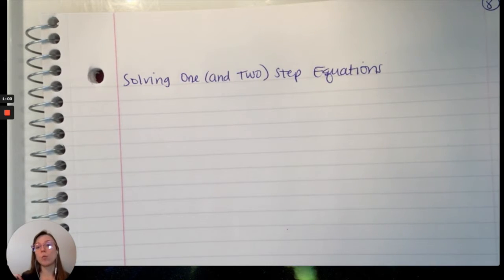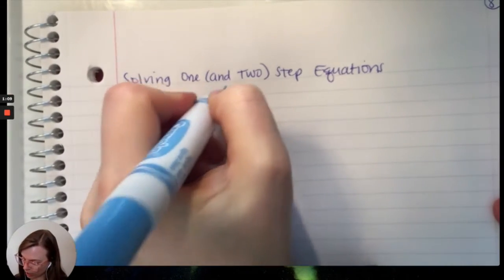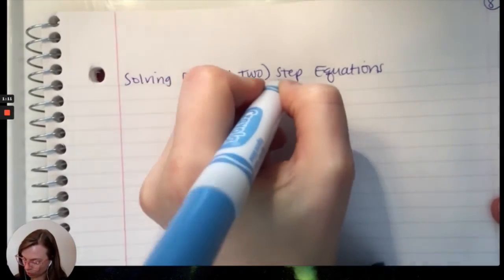So knowing how to do a one-step equation really solidly will help you with two-step equations, and that will help you then with multi-step equations. All right, so we're going to start with x plus 3 equals 12.